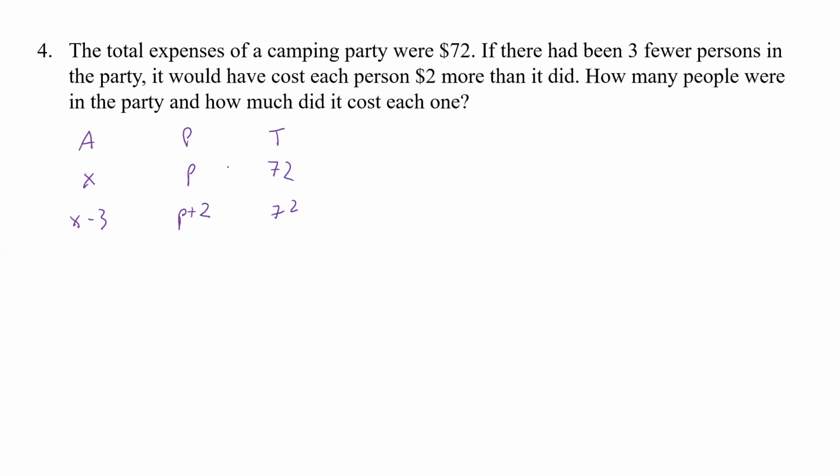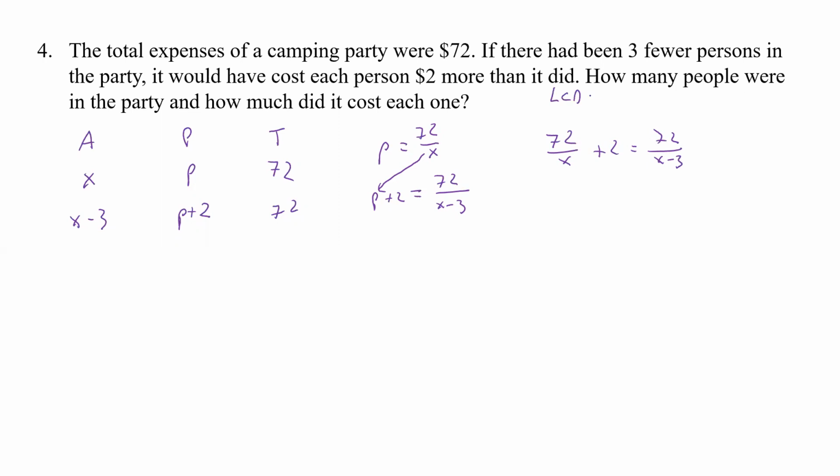Now again, we solve for that middle column. So the first one is going to be 72 over X. The second one is going to be P plus 2 equals 72 over X minus 3. And as we've been doing, we get to plug that in there. And so we get 72 over X plus 2 equals 72 over X minus 3.